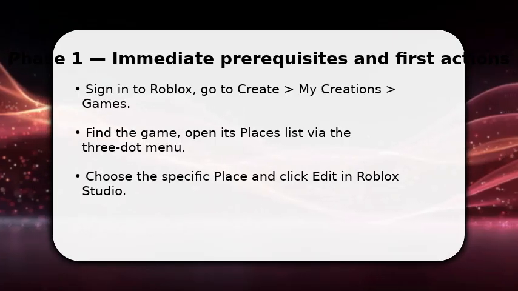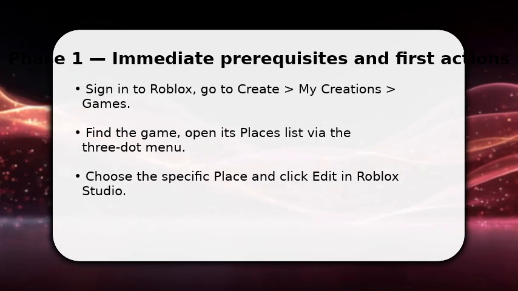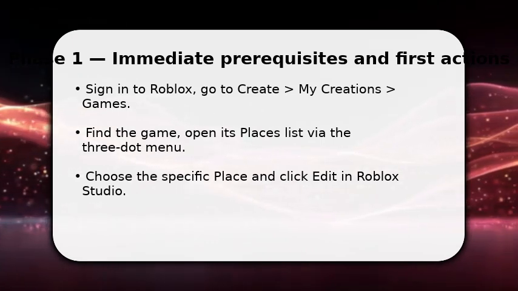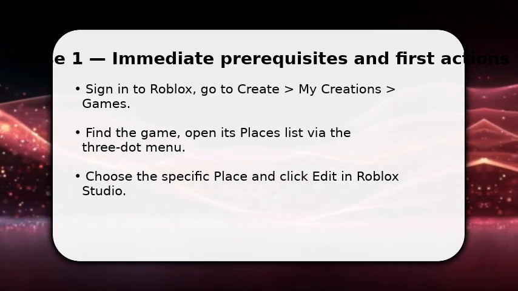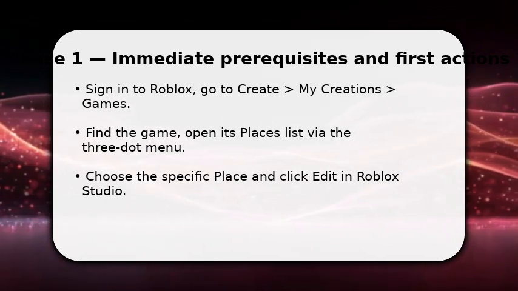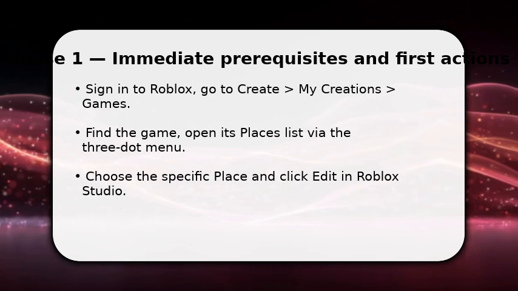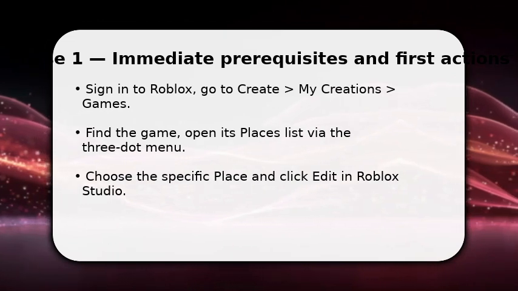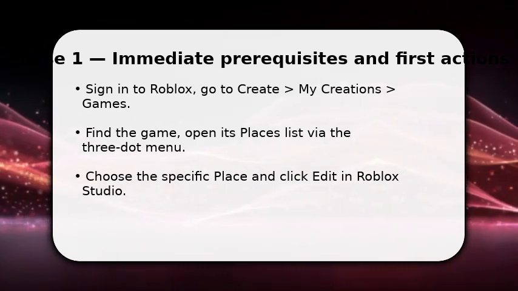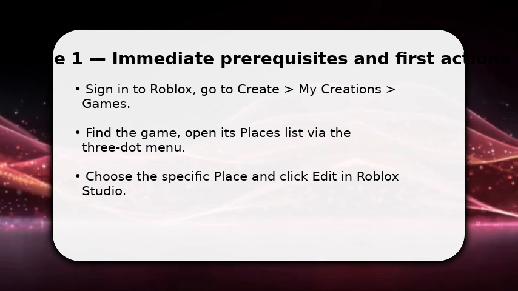You start by opening the exact place you want to change. This is the only reliable route. Sign into Roblox, go to Create, then My Creations, and Open Games. Locate the game and expand its places list with the three-dot menu. Once seen, click the specific place's Edit in Roblox Studio button to launch Studio directly into that place.